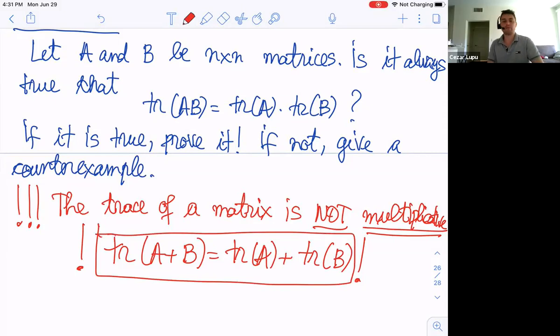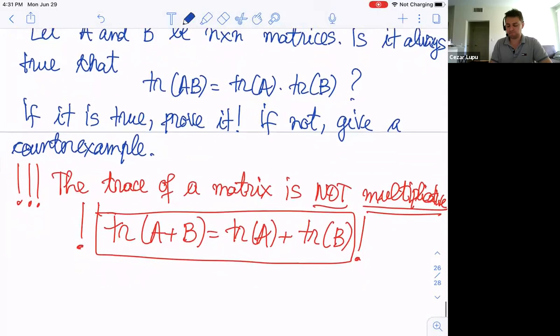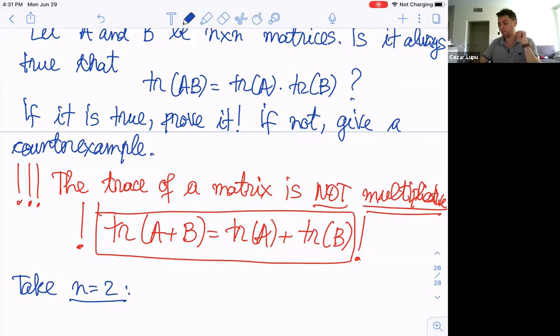Now you'll be tempted to say that maybe this is not true. Well, if it's not true, maybe I should put my hands on a counterexample. Since this is for n by n, let me take the simplest one, n equals 2. It's enough to look at 2 by 2. I only need to provide a counterexample, two matrices A and B, so that the property doesn't hold true, and then I'm done.